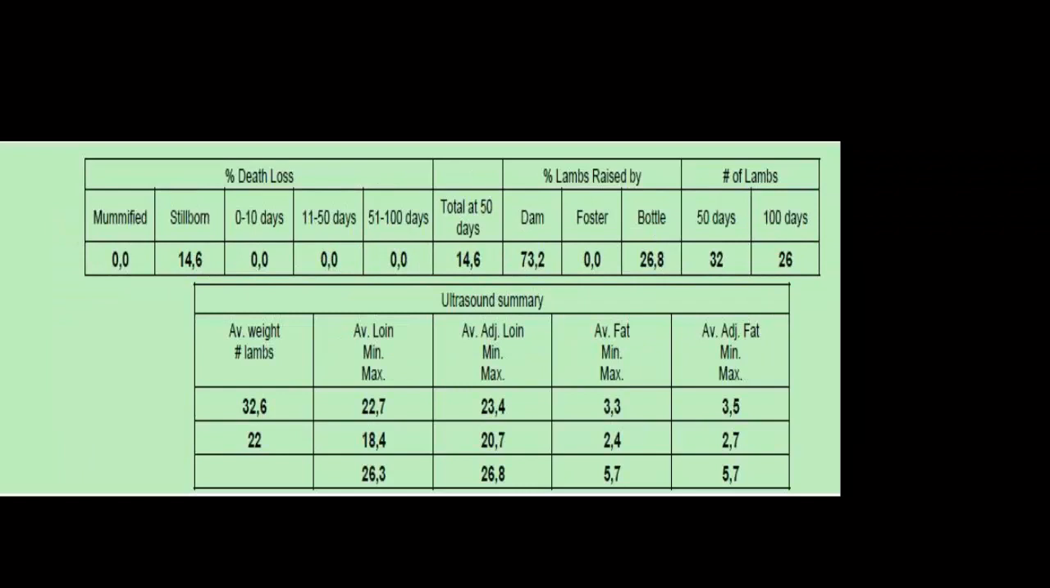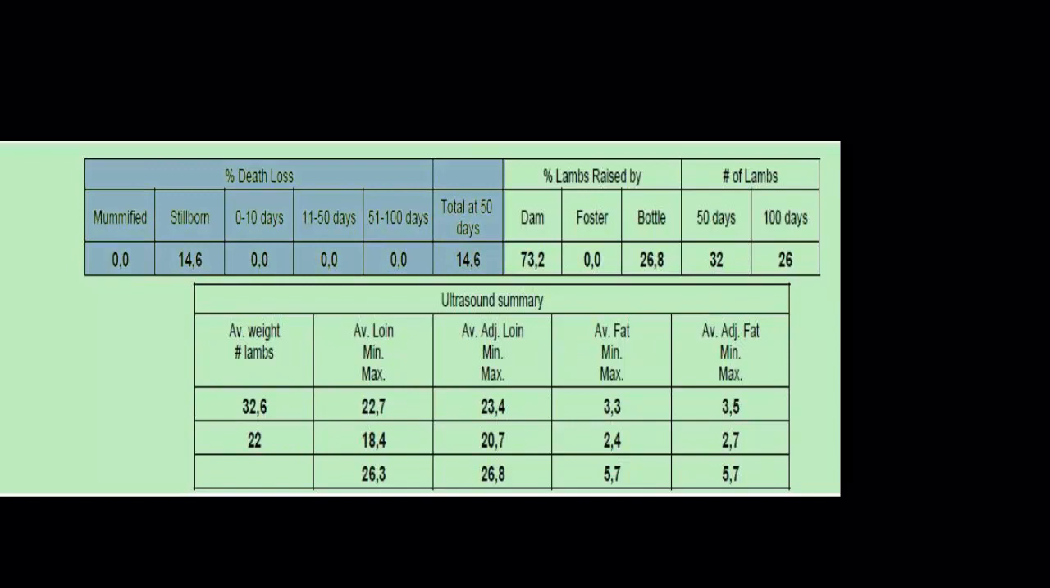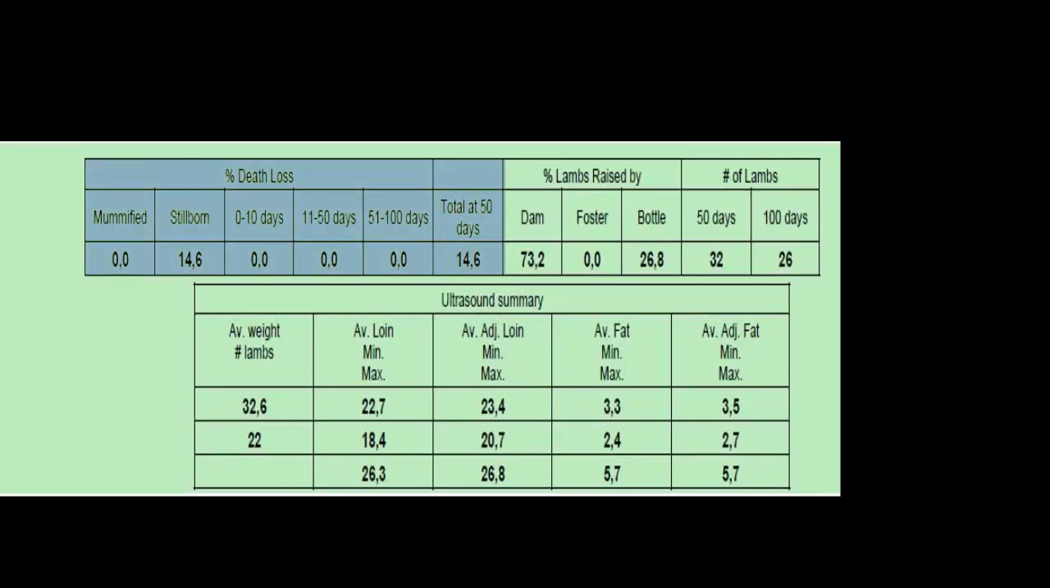Another grid shows the mortality and weight performance. Find the percentage of lamb mummified, stillborn, dead 1 to 10 days, dead 11 to 50 days of age, died after 51 days, and total mortality at 50 days. Then you have the percentage of lambs raised by their dam, by foster, and bottle fed. Find here the number of lambs weighed at 50 days and 100 days.